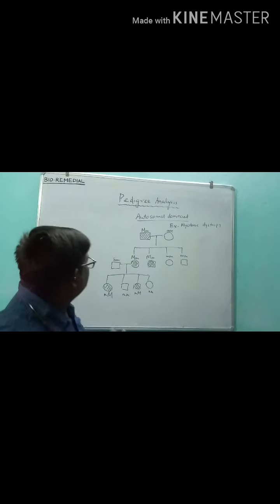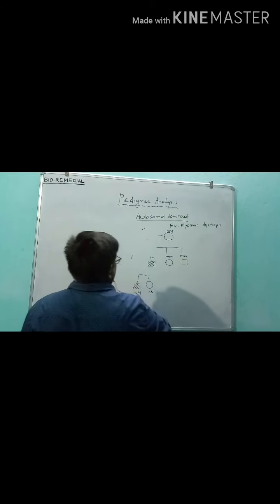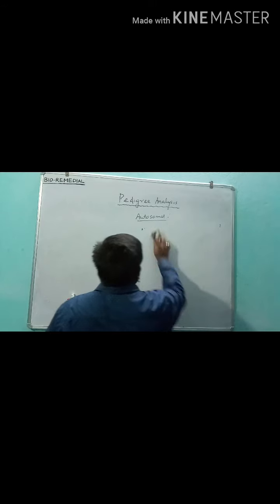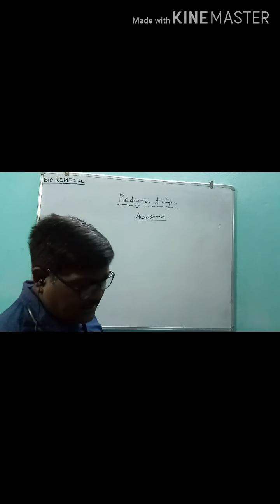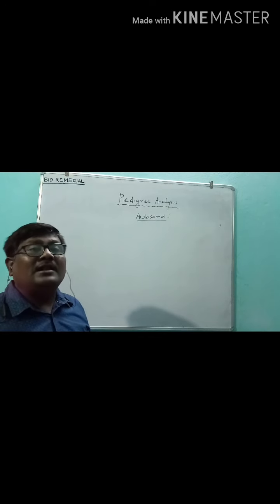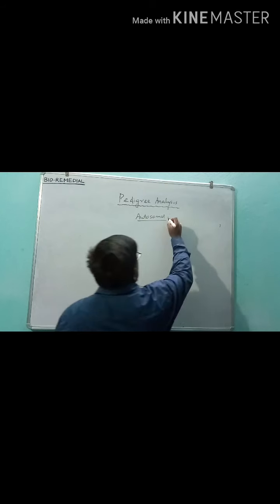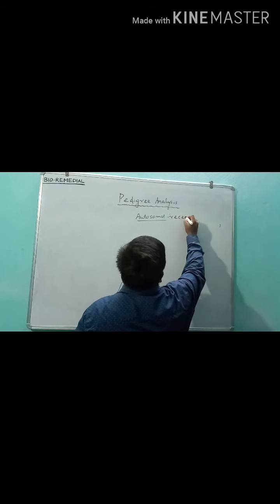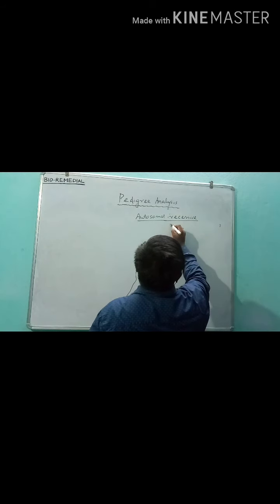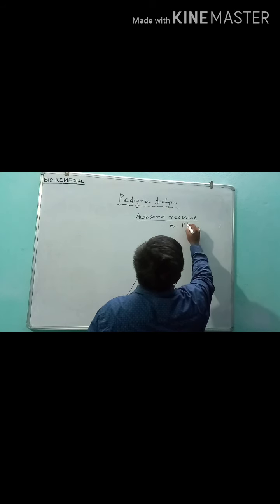And next, autosomal recessive. So look at the recessive traits. There are so many diseases that belong to autosomal recessive disorders, like sickle cell anemia, thalassemia, phenylketonuria. Let us take an example of phenylketonuria.